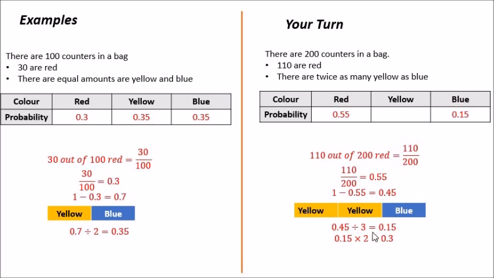And if I multiply by 2, I get the probability of the yellow, because the yellow is 2 bars here, so I get a probability of 0.3. You can see that the probability of yellow is now twice as big as blue, and they add up to 0.45, and all of the probabilities in total add up to 1.